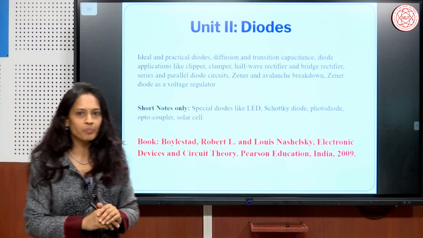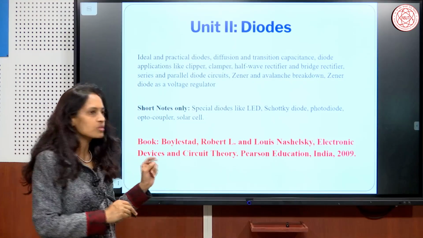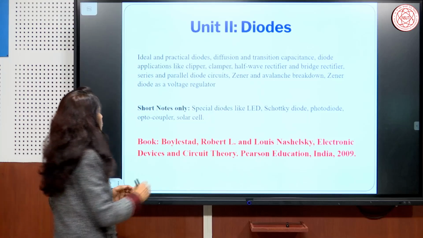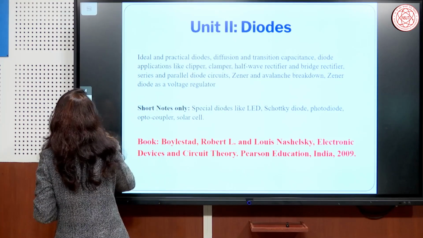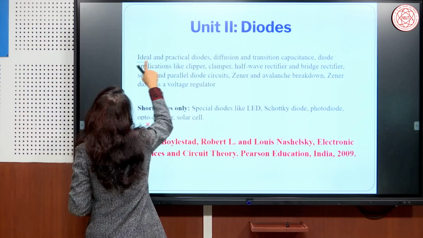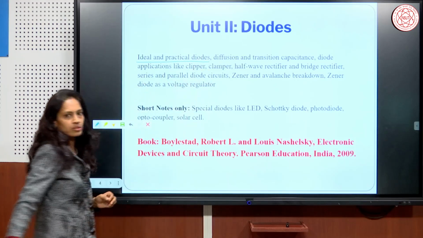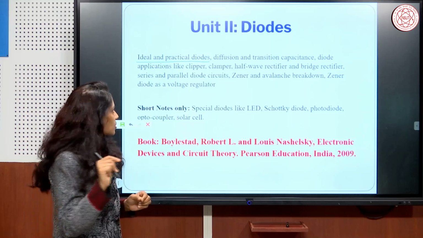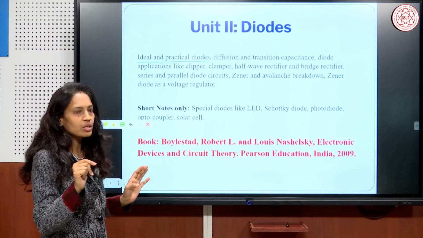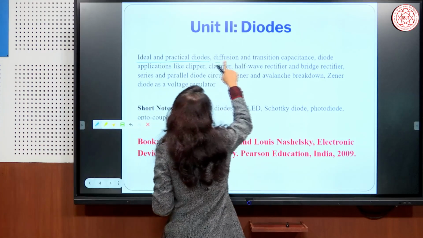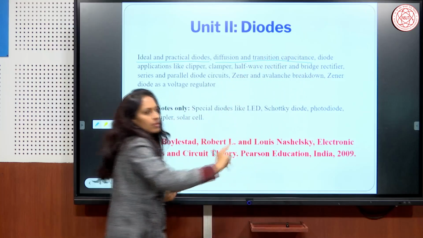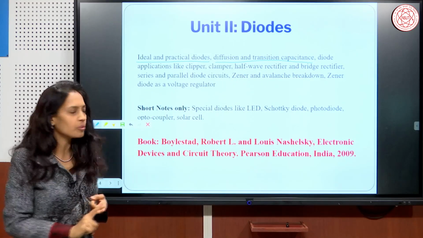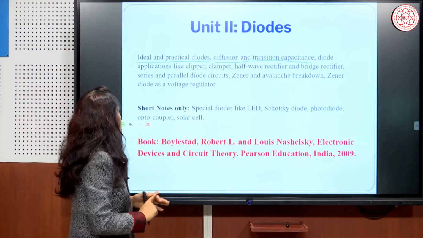Now coming to the next topic, which is diodes, the carry forward of the PN junction. Here you should have some idea of ideal and practical diodes, their VI characteristics, and what the difference between the two is, and then diffusion and transition capacitance. You should know the equations, and small numericals can turn up on these two types of capacitances.